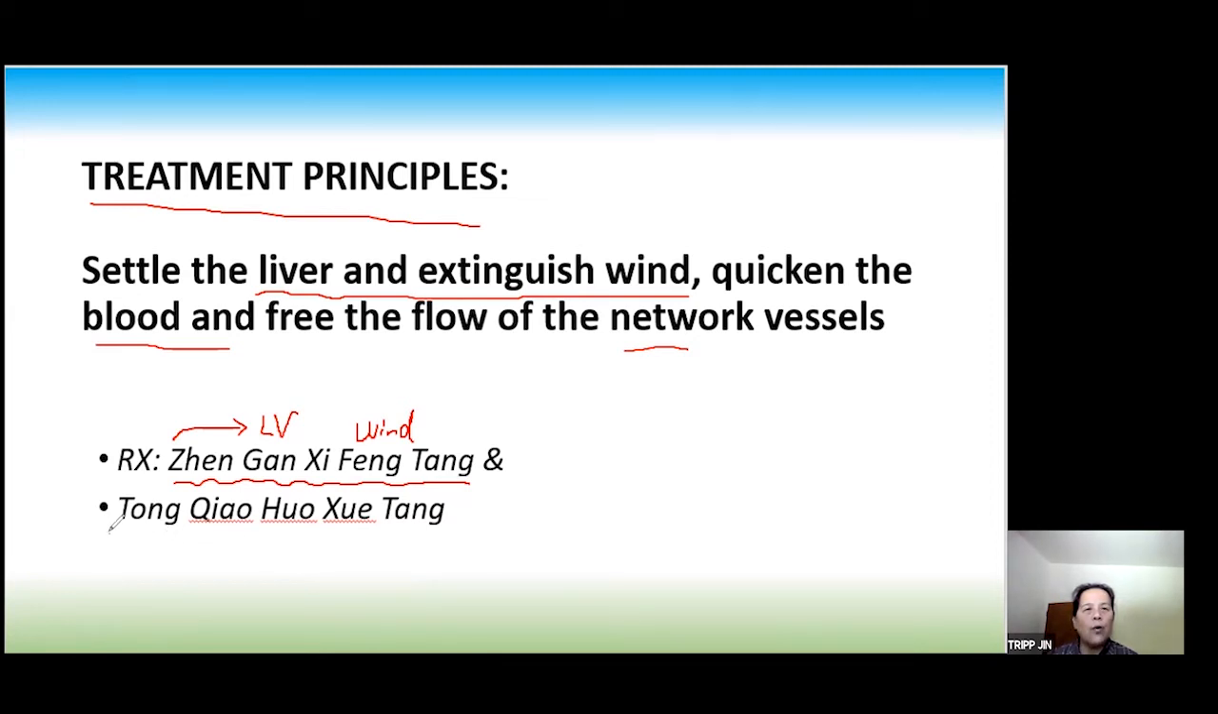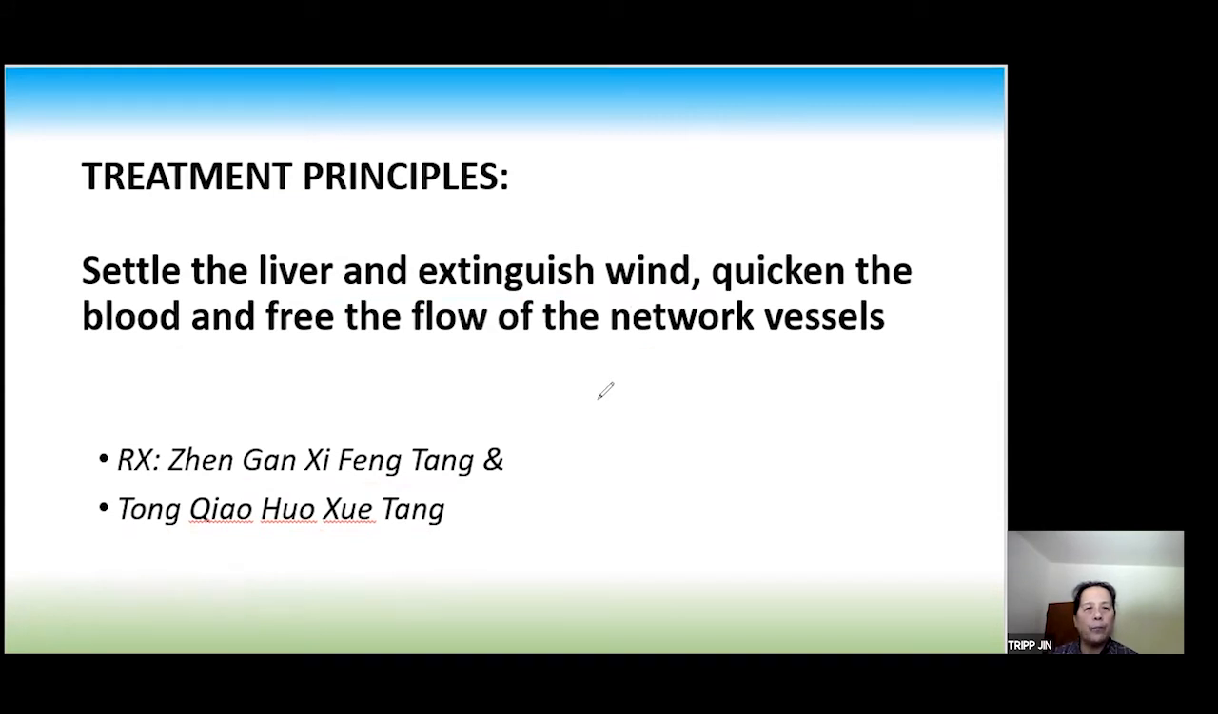And combined with another formula, 通窍活血汤. 血 is the blood. 通 is open or passing through. 活 is moving. 窍 is orifice. Open the orifice and move the blood. So combining these two formulas together treats this pattern. And you can modify from there according to the patient's situation and condition. You can add more herbs to modify.